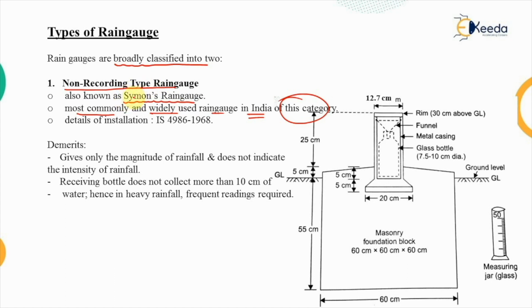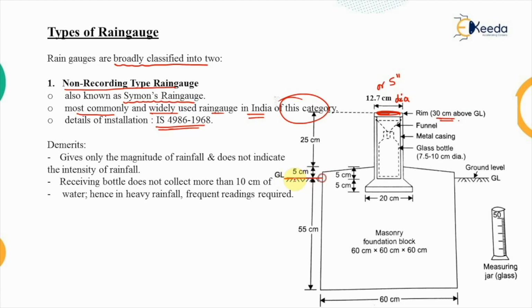The details of the installation of this non-recording type Symon's rain gauge are provided in Indian Standard 4986, which was published in the year 1968. Now what are these guidelines? The diameter present at the top is 12.7 centimeter, also known as 5 inches diameter, and this rim is present 30 centimeter above the ground level.